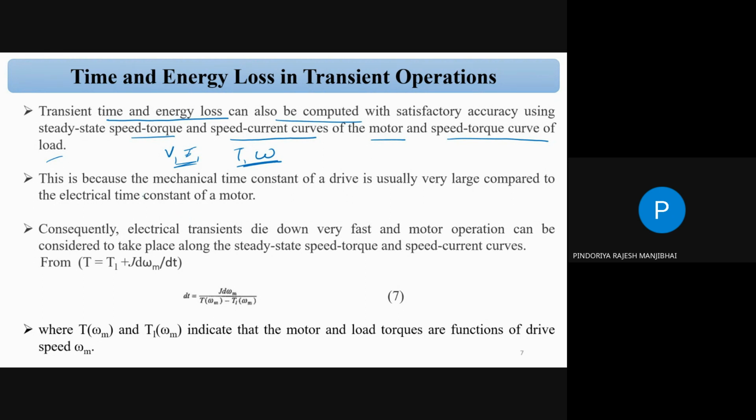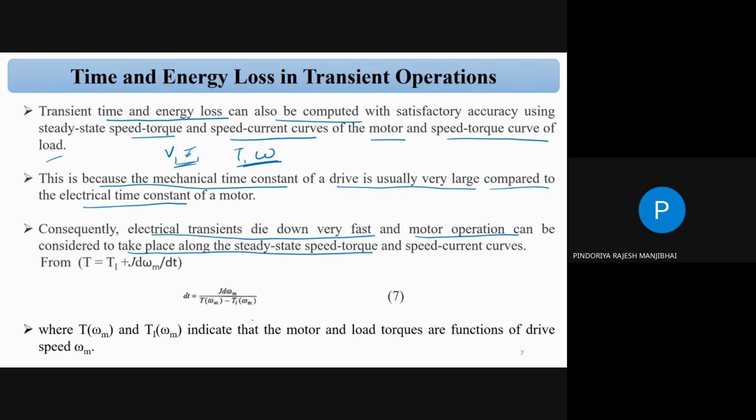This is because the mechanical time constant of the drive is usually very large compared to the electrical time constant. Whenever we see the mechanical time constant, it is very high compared to the electrical time constant. Consequently, electrical transients die down very fast and motor operation can be considered as taking place along the steady state operation. Since the mechanical time constant is very high, it will take time to reach stable operation, but electrical time is very less, so it reaches stable condition very quickly, correct?